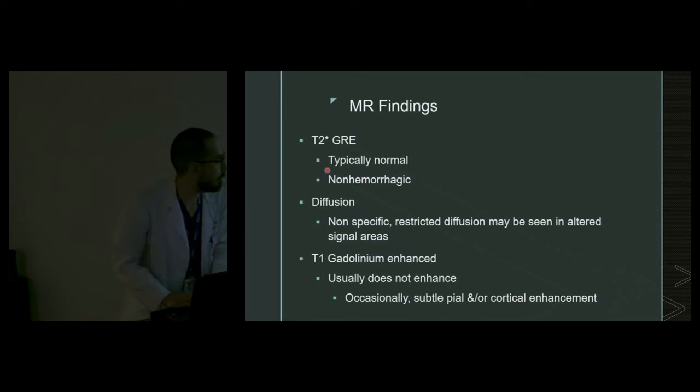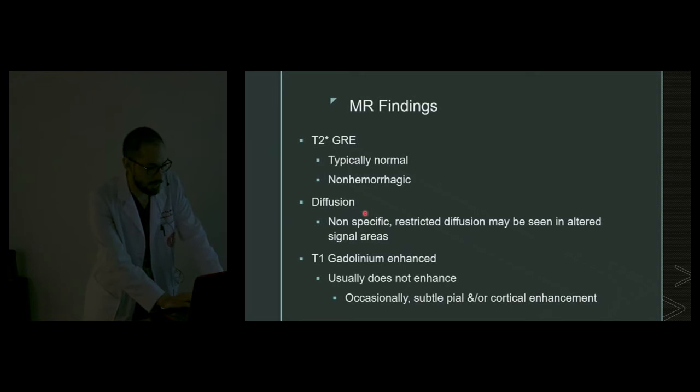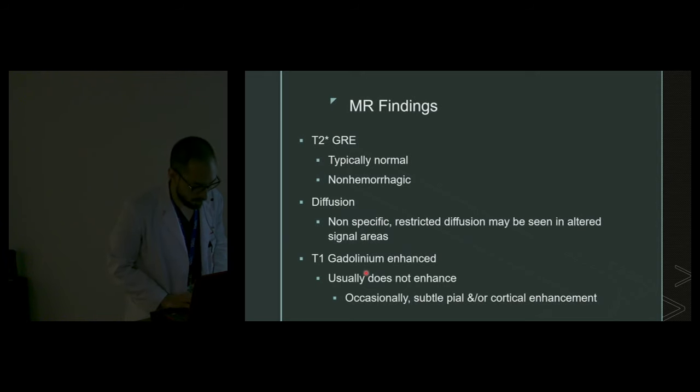On the magnetic susceptibility imaging sequences, we will typically see them normal, which means they are non-hemorrhagic or without calcification, which is important for the differential diagnosis that we're going to see later. On the diffusion, it's non-specific. It could have restricted diffusion areas. On the contrast-enhanced T1, we usually don't see any enhancement, and occasionally we can see subtle pial or cortical enhancement.